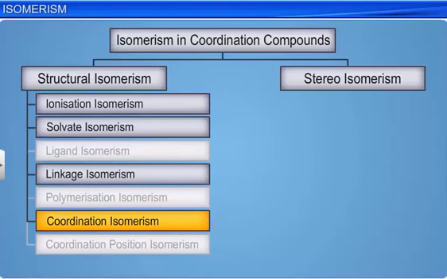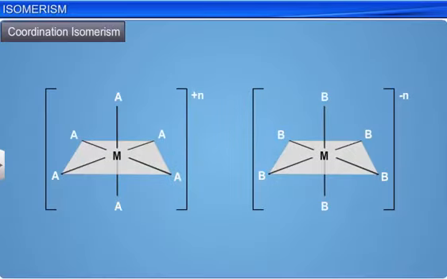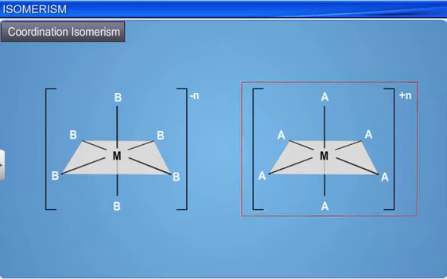Coordination isomerism is another type of structural isomerism. This type of isomerism arises when both the positive and negative ions are complex ions. It may be caused by an interchange of ligands between the anion and the cation.